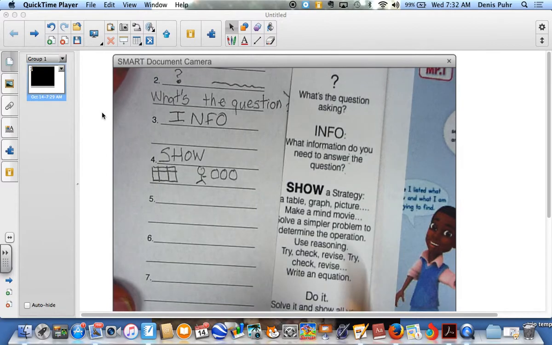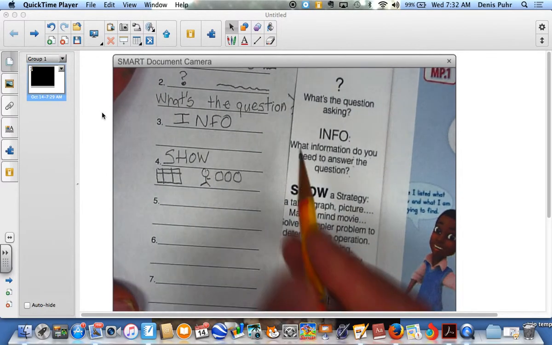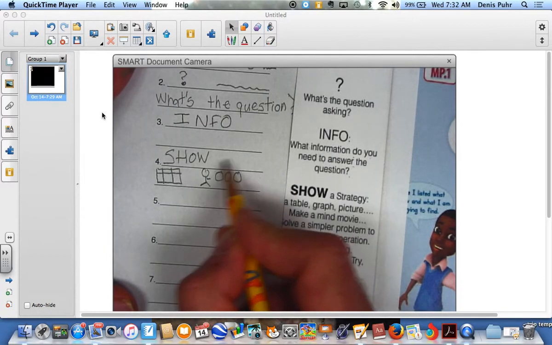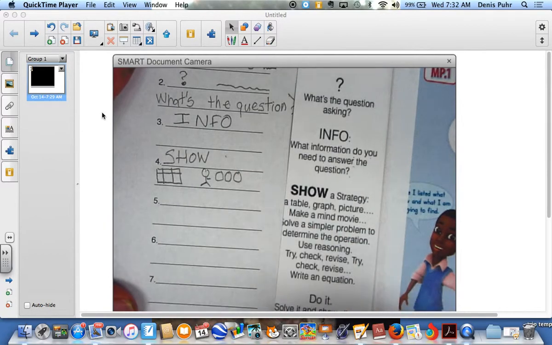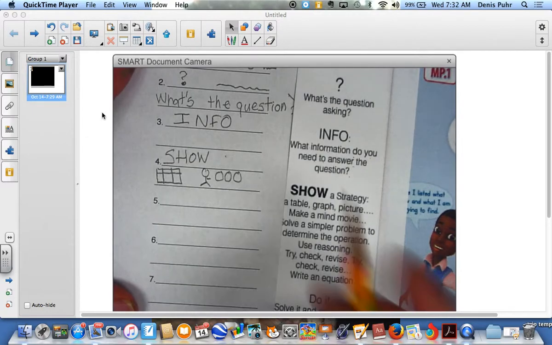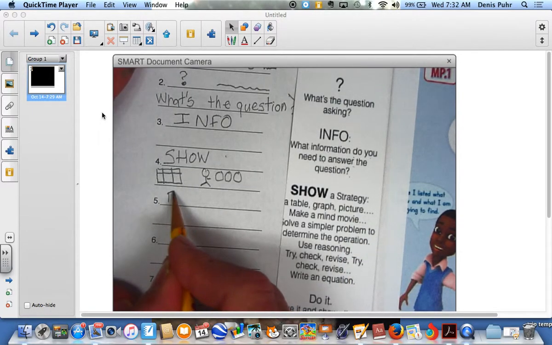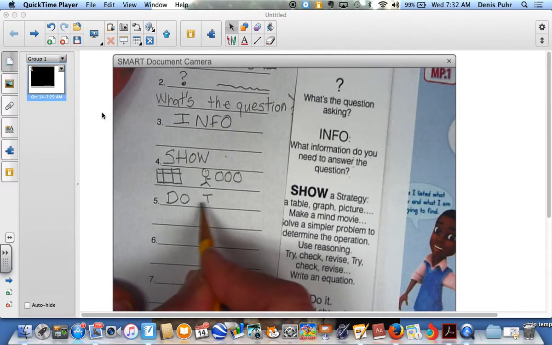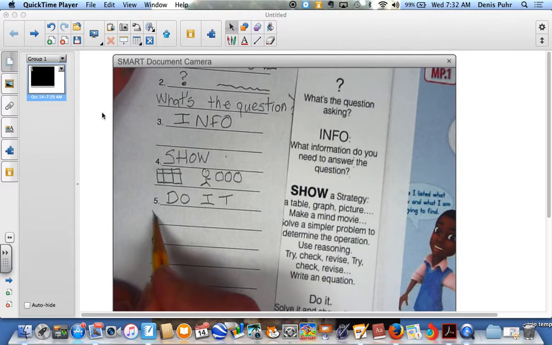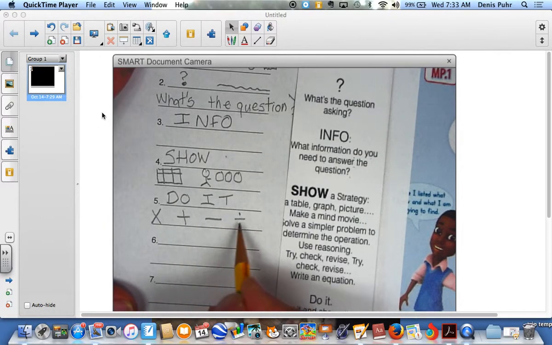You're going to also want to do an equation. Okay, so when you show it, there's going to be 4 possible ways. Are we going to add, subtract, multiply, or divide? So that goes to step 5. You're going to put your mind to it and do it. But again, what are you doing? Are you multiplying? Are you adding? Are you subtracting? Or are you dividing?